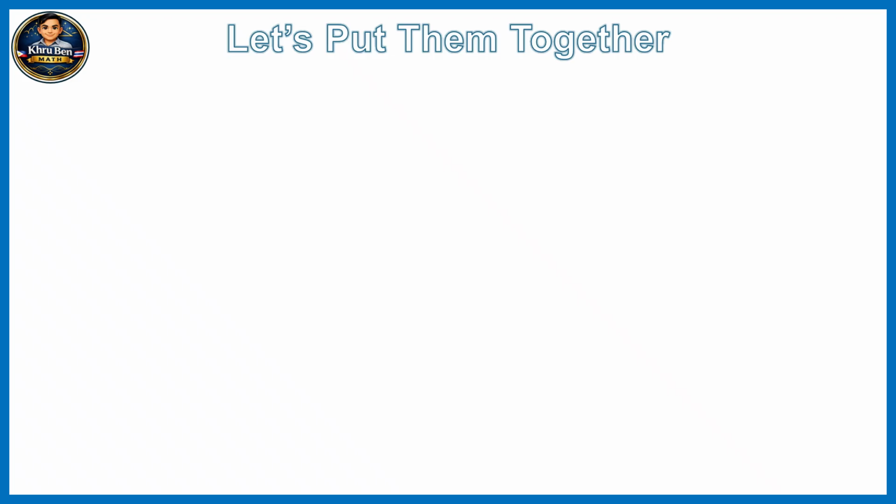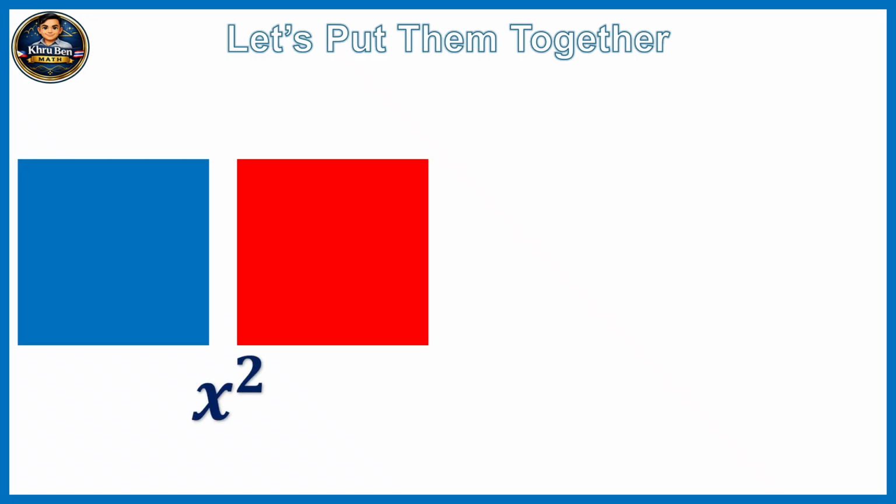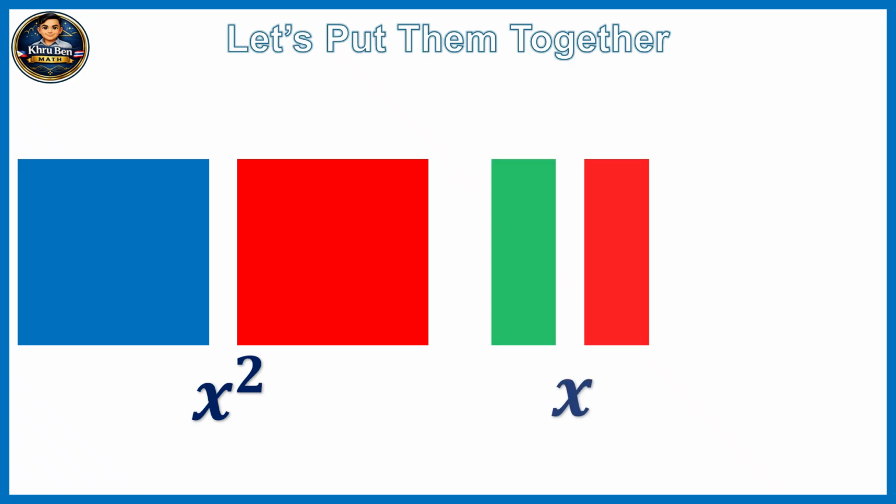Now, let's put the three basic tiles together. The large square represents x squared, the rectangle represents x, and the small square represents 1. So when we see several tiles together, we can translate them into an algebraic expression.